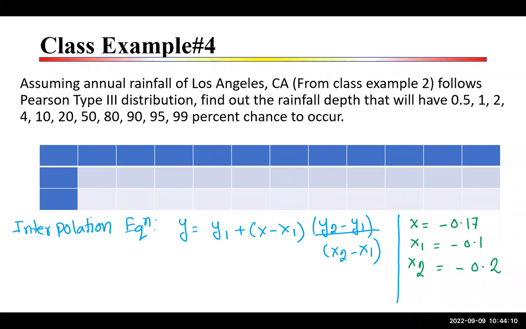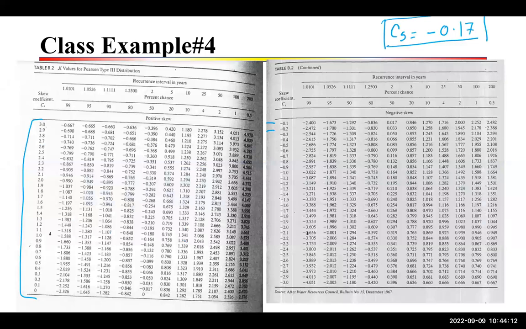Since we are looking for 0.17, where will that be? In between 0.1 and 0.2. That's why I just chose 0.1 and 0.2. For any reason, if it was 0.56, I would choose 0.5 and 0.6. Okay.